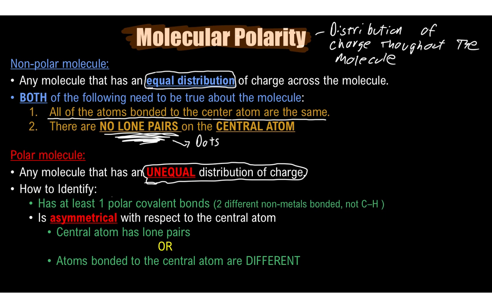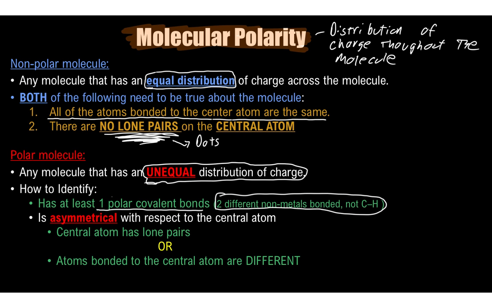First, there has to be some type of polar covalent bond. So we're looking for two different nonmetals bonded together that are not carbon and hydrogen. This takes out of play all of those big organic compounds that have a lot of carbon-hydrogen bonds, all the hydrocarbons, unless there are also oxygens or nitrogens in there. So we're looking for two different nonmetals, or a nonmetal and a metalloid, bonded together.